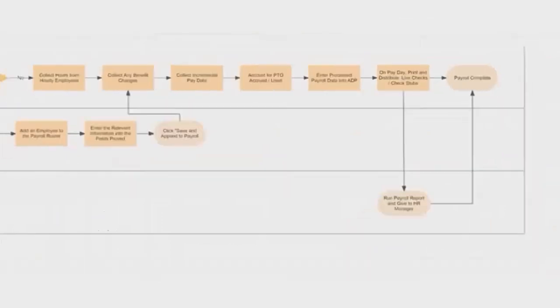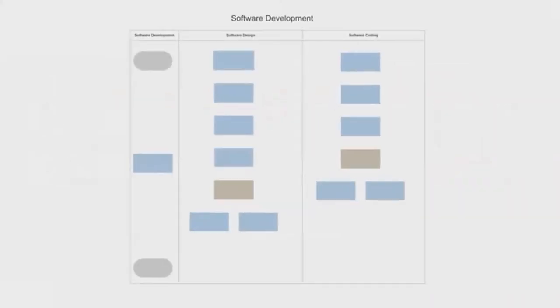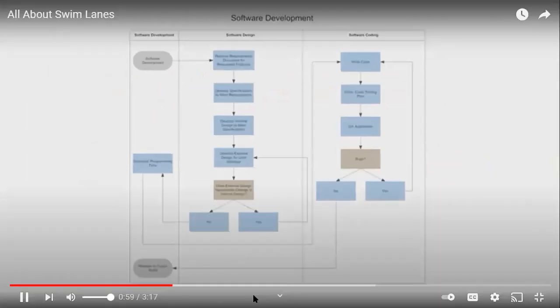When looking to improve processes, knowing which department is responsible for what can help speed up the process of correcting inefficiencies and eliminating delays. Swim lane diagrams are useful in many ways. Often they can help you streamline complex processes.